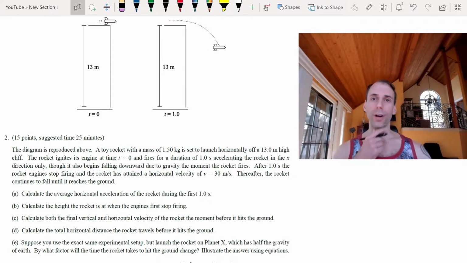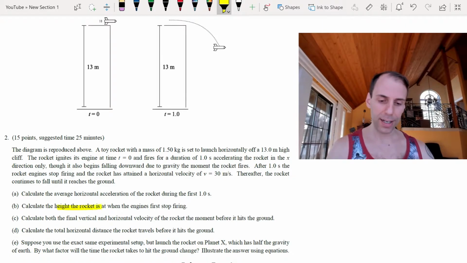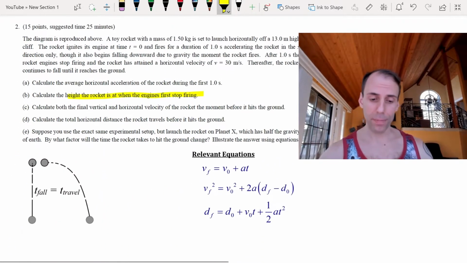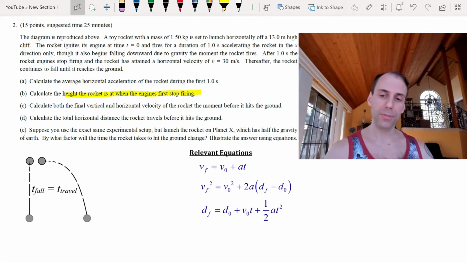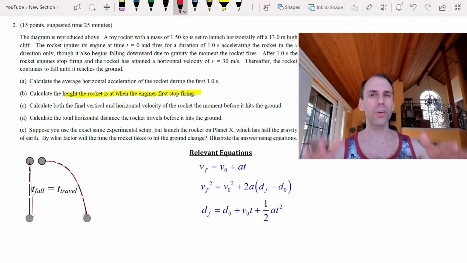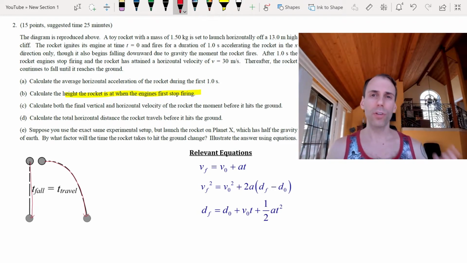All right, let's go through our answer for part B. You are to calculate the height that the rocket is at when the engines first stop firing. This takes advantage of a classic physics principle, one which I've already brought up. The time it takes an object to fall is the same as an object that is projected directly horizontally and also falls. Basically, that means we don't care that the rocket boosters are firing. It has no impact on the time it takes to fall towards the ground. So let's just treat it as if it's a rocket that's just dropped.